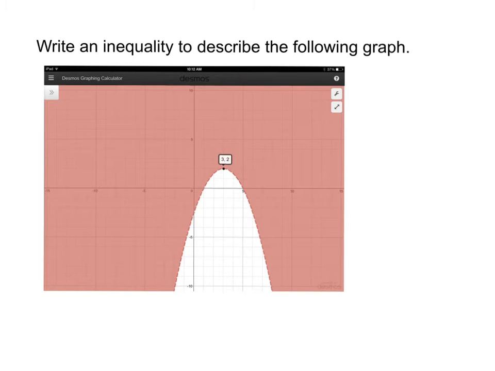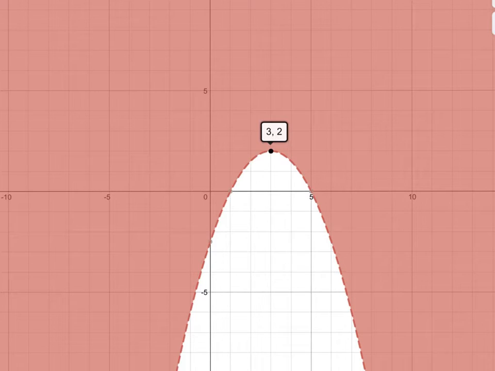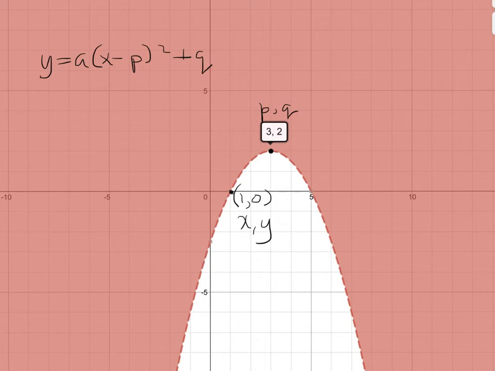Here's one last question for you to try before I give you some individual work. So we're going to start with y equals a(x minus p) squared plus q to write the equation of the boundary line. And so the p and q, remember that's 3 and 2, the vertex. We need to choose one other point to be x and y. You're going to use this one here, 1, 0. So this one is PQ. This one is XY. So we can fill that stuff into the equation.